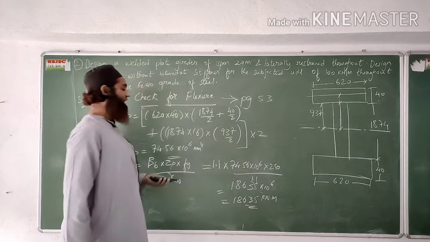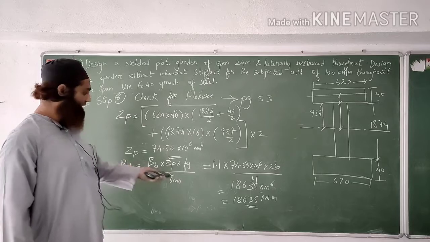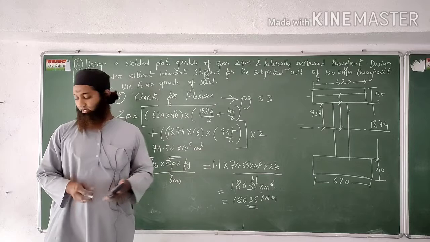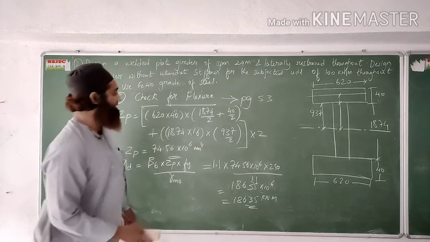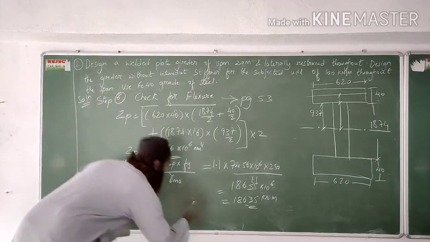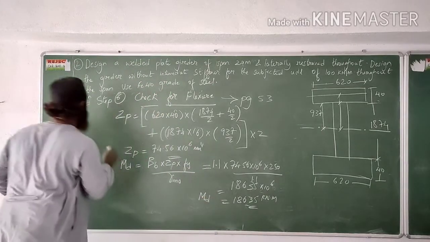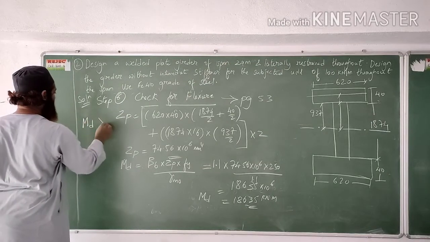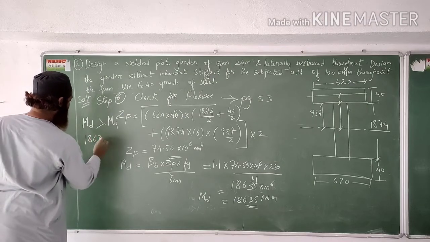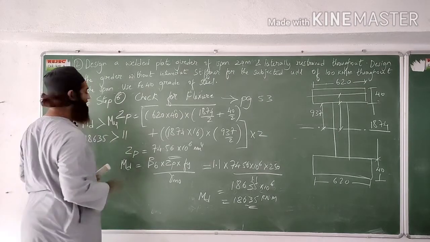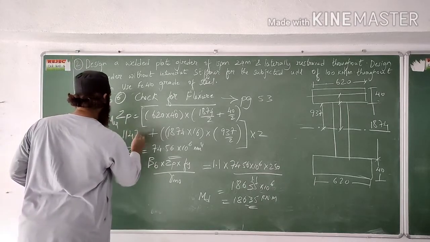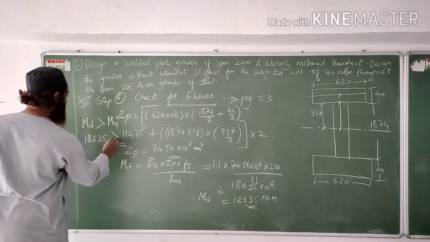Now what we have to see is that this MD we are calculating here should be greater than the MU we had calculated. Let's see it here. MD should be greater than MU. 18,635 should be greater than, I think, 11,475. So therefore this is satisfied.